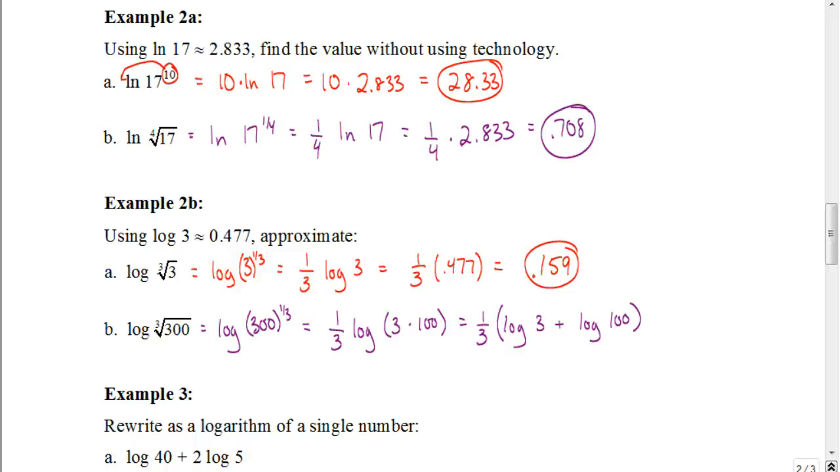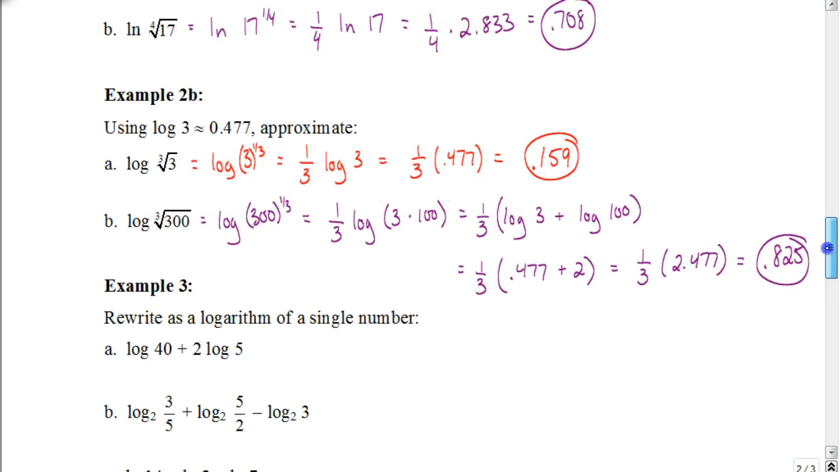The log of 3 and the log of 100, we can figure out those pretty easily, because log of 3 is 0.477. Log of 100 would be 2, because again, our base for the log is 10, so what exponent would you apply to 10 to get 100? 2. Add those pieces in parentheses there, you get 2.477. Take 1/3 of that answer, and you get your final answer of 0.825. So that is how you do part B there.